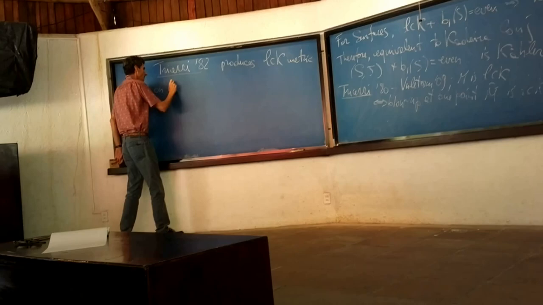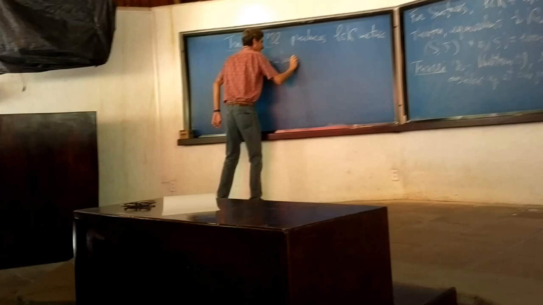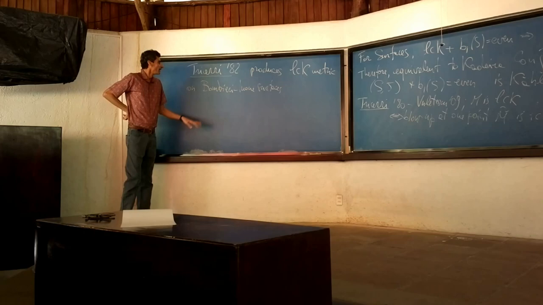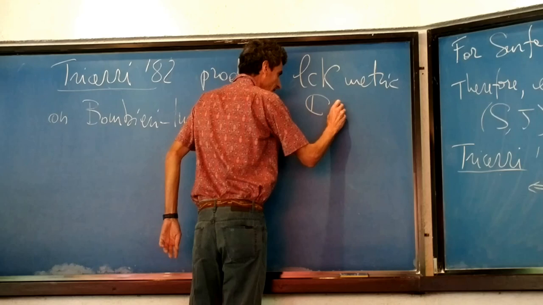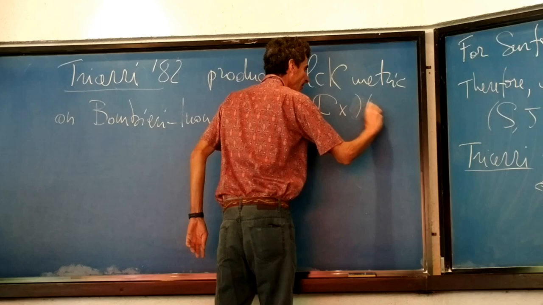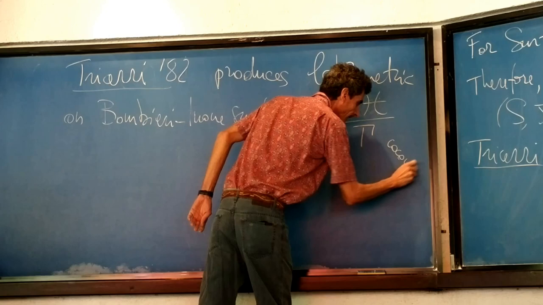On what I call Bombieri surfaces. These are complex surfaces which were discovered simultaneously, independently, by Inoue and Bombieri in the 70s, and they are solvmanifolds, which are co-compact quotients of C cross the upper half plane.